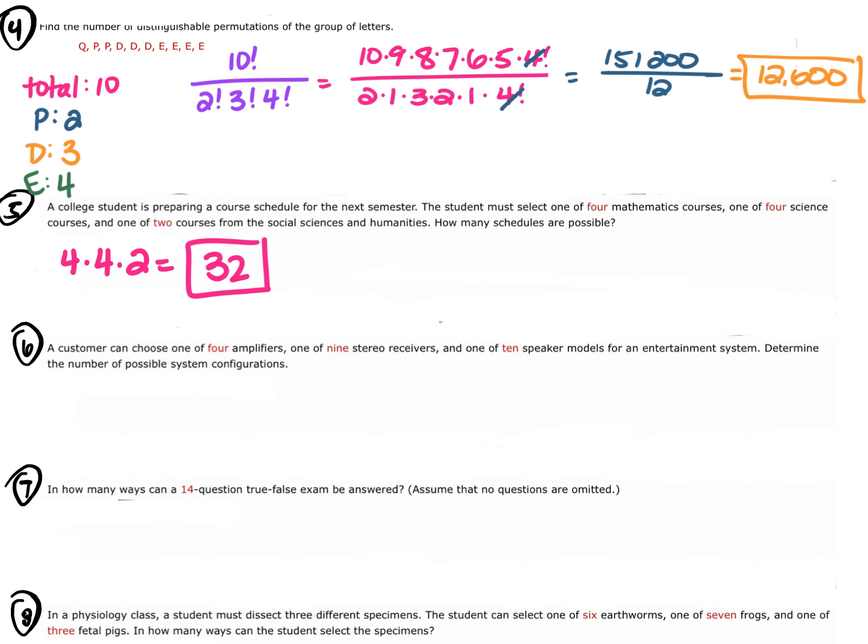For number 6, it tells you that a customer can choose one of 4 amplifiers. I'll write that one down. One of 9 stereo receivers. Write the 9 down. And one of 10 speaker models for an entertainment system. Determine the number of possible system configurations. We're just going to multiply these out. The 4 times 9 is 36, times 10 gives us 360 ways.